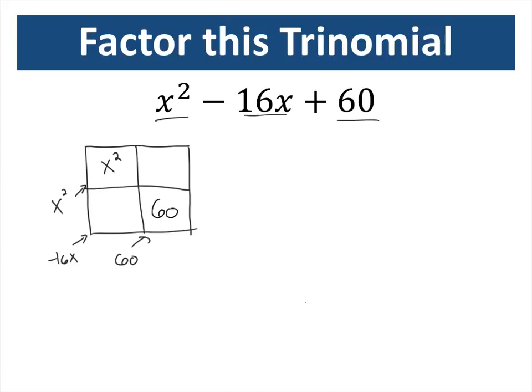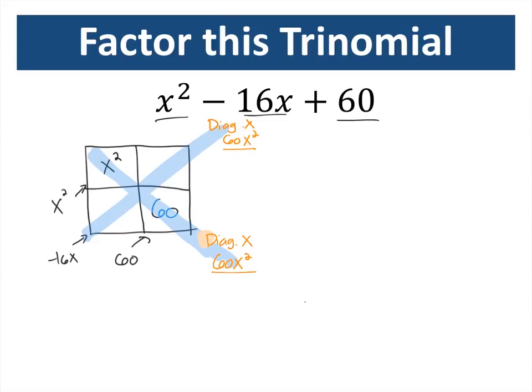And in class, we've had several discussions about the diagonals. Well, this diagonal is going to have the same product as this diagonal. So the diagonal multiplication is going to be the same. Well, x squared times 60 is 60x squared. And so, again, my diagonal needs to multiply to 60x squared.